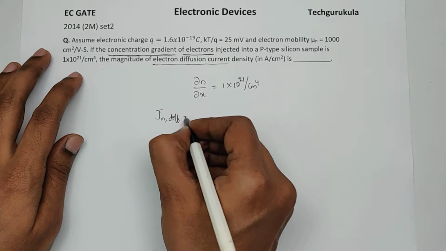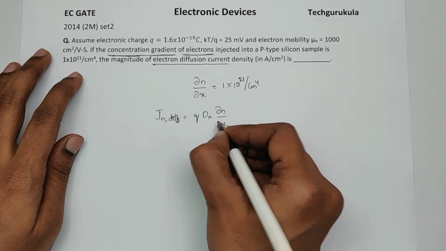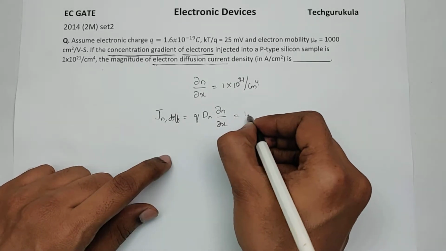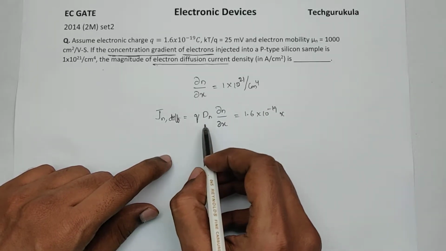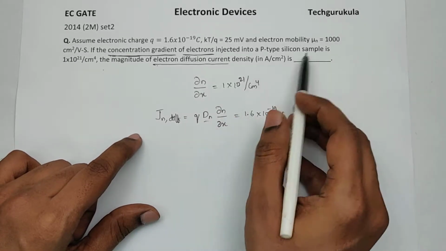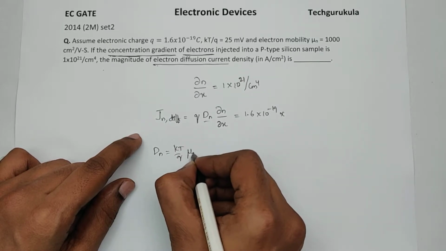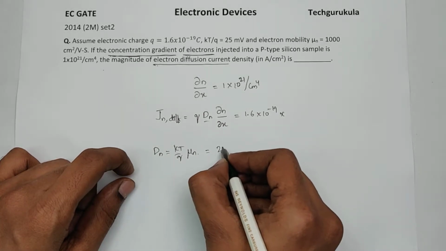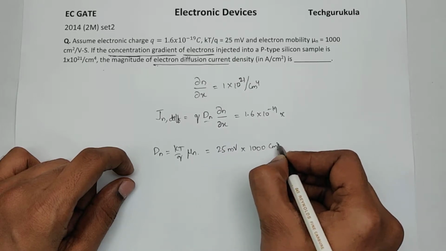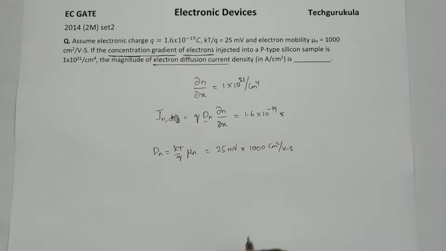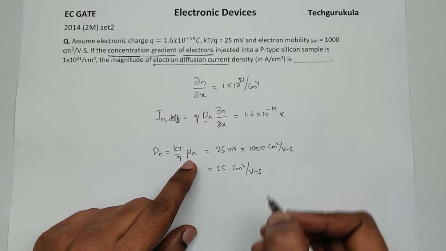So Jn diffusion is given by q Dn del n by del x. So q, we know what it is, 1.6 times 10 power minus 19, times Dn. The diffusion constant for electrons is not given, but we know Einstein's relationship here. Dn is kT over q times mu n, which is 25 millivolts times mu n, 1000 centimeter square per volt second. Now we can write this as 25 centimeter square per second.